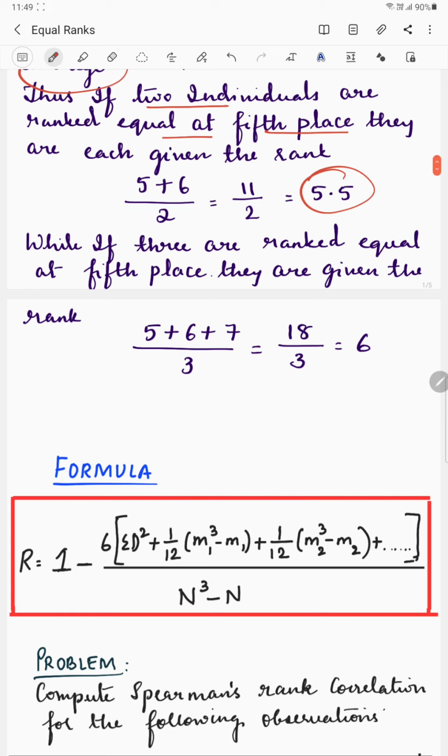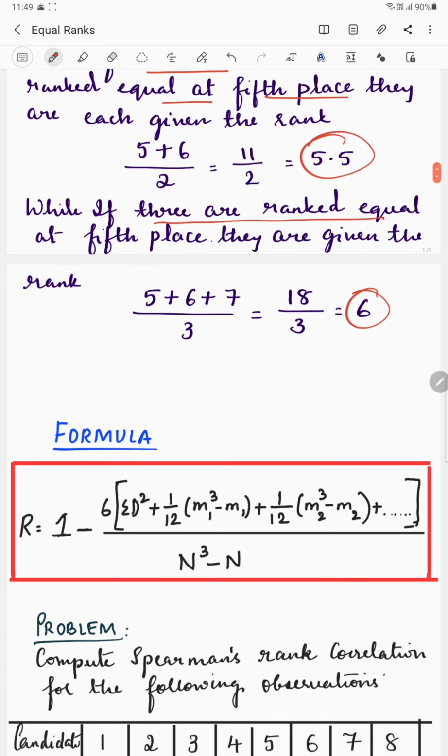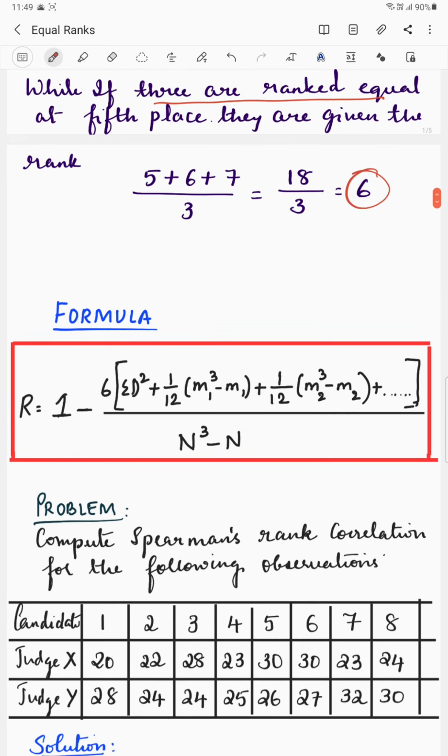If you have three same entries, that would be fifth plus sixth plus seventh divided by 3, 18 by 3, you get 6. So in these three places you will be writing 6. If you didn't understand, it is okay, when we do the sum you will understand.